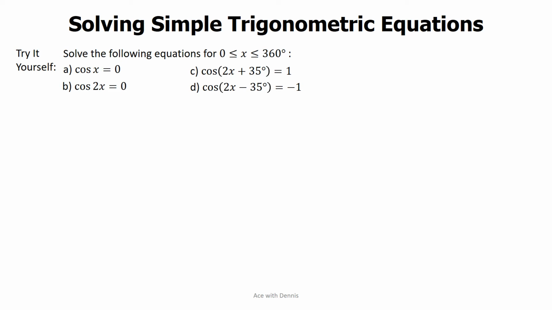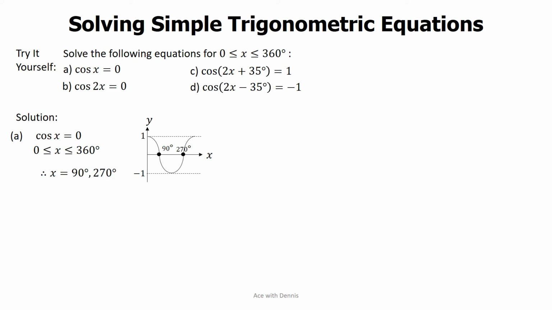Okay, now let's look at the solution here. A, cosine x equals 0. So the range of x is from 0 to 360 degrees. Now we look at the graph here, we can't determine the quadrant. So where is the angle for cosine x equal to 0? It is 90 degrees and 270 degrees. So therefore the answer for x is 90 degrees and 270 degrees. Okay, so this is the answer for A.